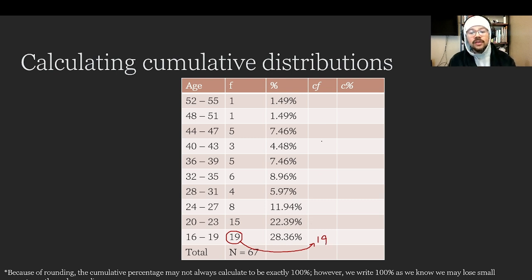To determine the cumulative frequency for this next class interval, remember that as a definition, we're talking about all the scores in that class interval and those that are lower, which means that we need to add the frequency at that class interval to the intervals that have come before it. So we'll take this 19 and we'll add it to the number 15.